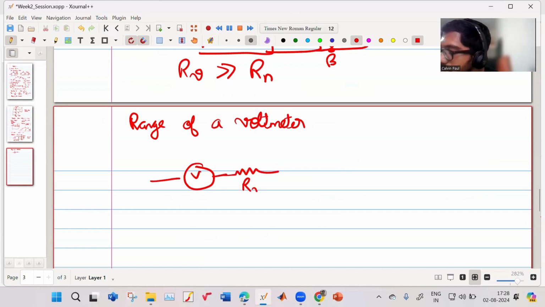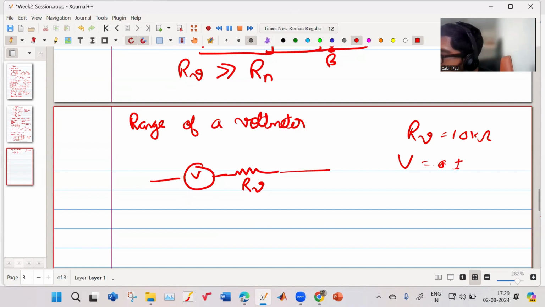It has its own internal resistance RV. Let us say RV is 10 kilo ohm, okay? And the voltage range which it can measure is 0 to 100 volt, okay? So now this is the rating of my instrument, the rating of the voltmeter which I currently have. Now I want to increase that rating.